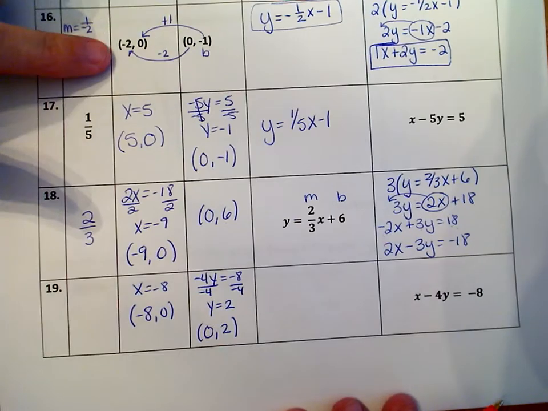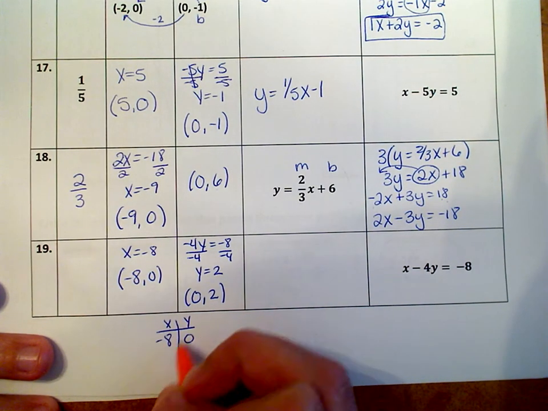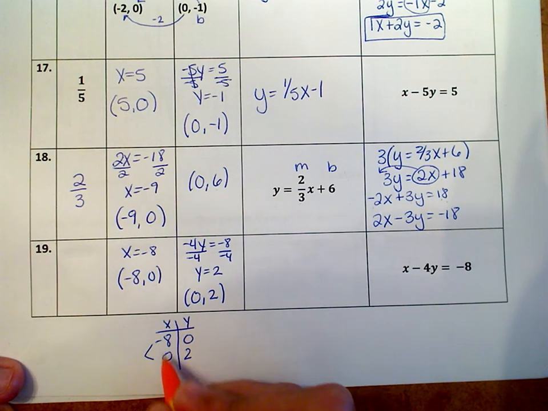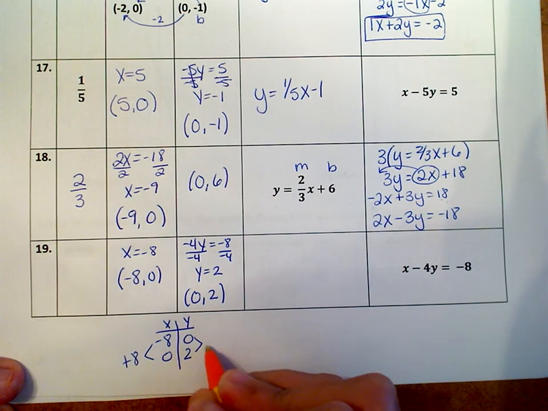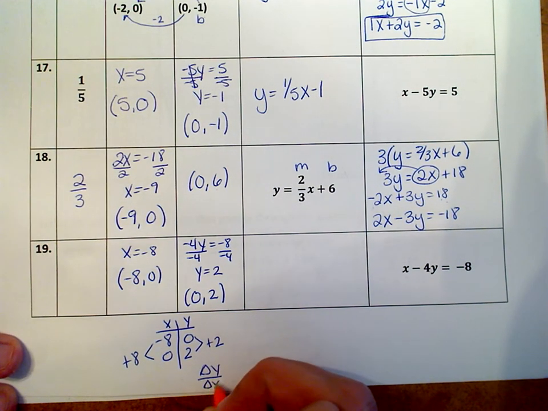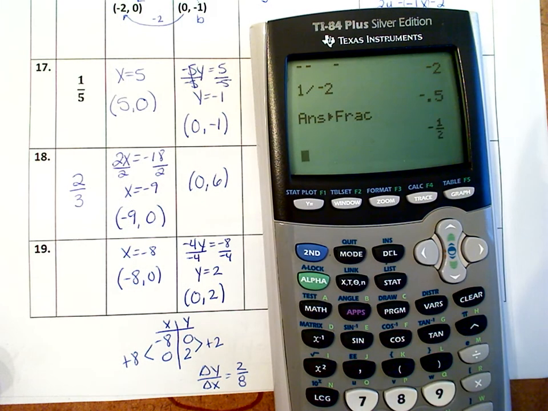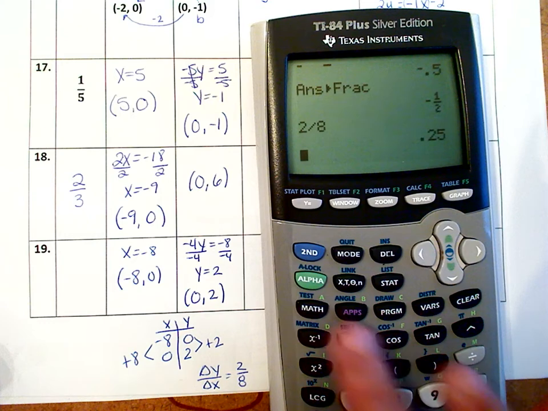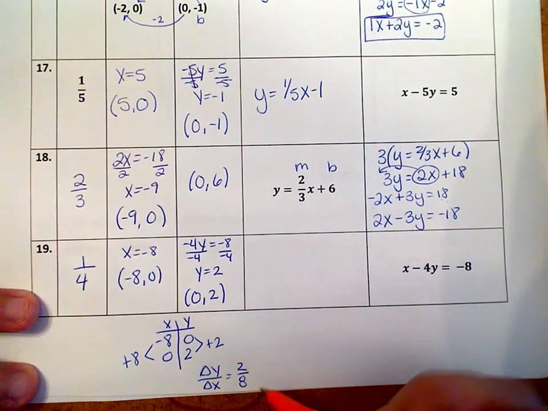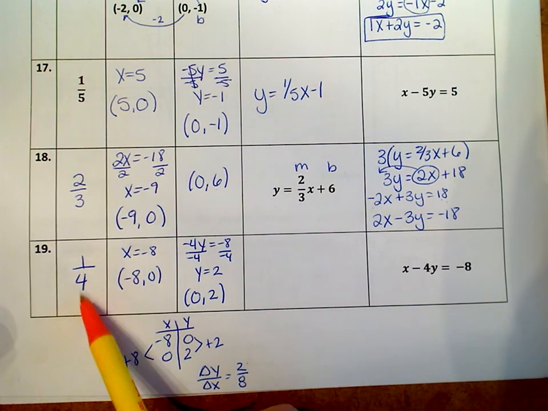So we can find m the way we did up here, or if you want to make a table, you can put your coordinates in a table and you can check your change. Okay, so to go from a negative 8 to a 0, we add 8, and a 0 to a 2, we add 2. So your change in y over your change in x is going to be 2 over 8. Again, if you don't know what that reduces to, put it in your calculator. Hit math, enter, enter, and it's 1/4. I know a lot of us are quick to say, oh, 2 and 8, that's 4. Well, 8 divided by 2 is 4, but 2 divided by 8 is 1/4.